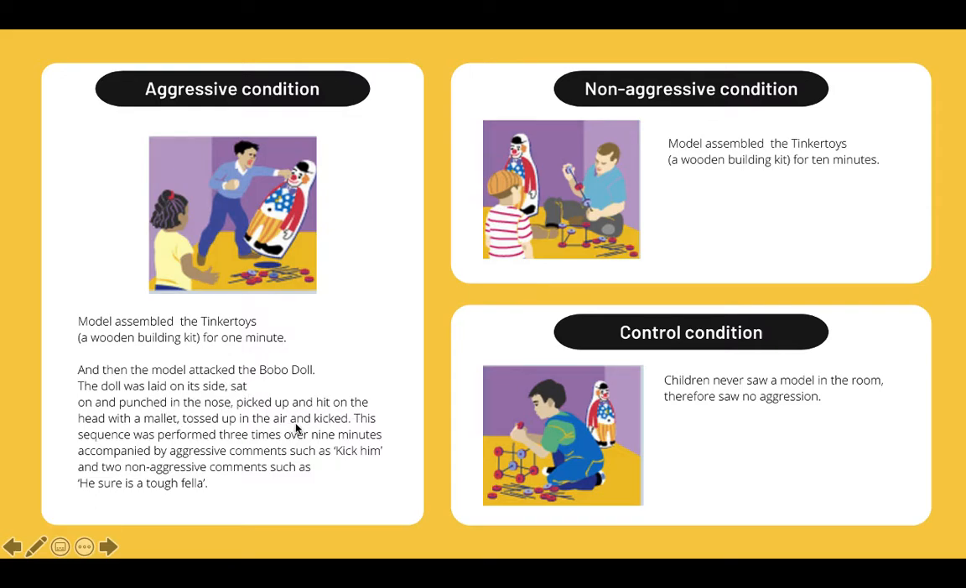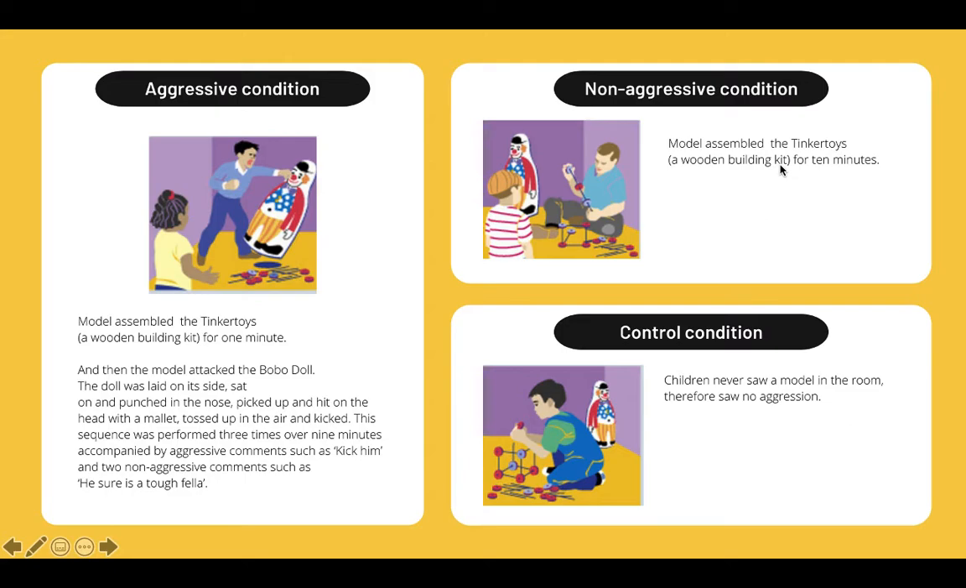Okay, this acts as a control. So they did this 3 times, always in the same order, over 9 minutes, accompanied by aggressive comments such as "kick him," and 2 non-aggressive comments such as "he sure is a tough fella." So this is non-aggressive comment. This is aggressive comment, "kick him." So they did that in that 10 minutes.